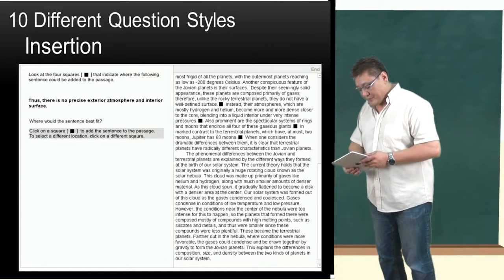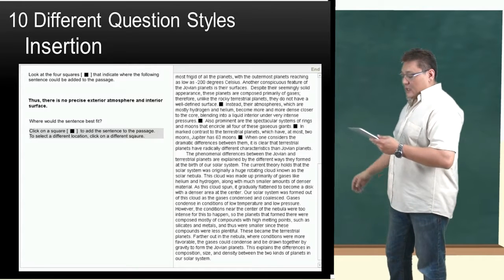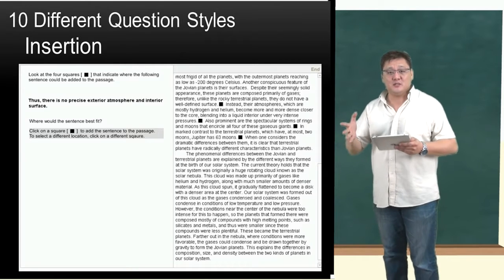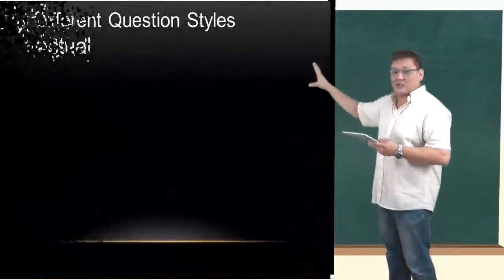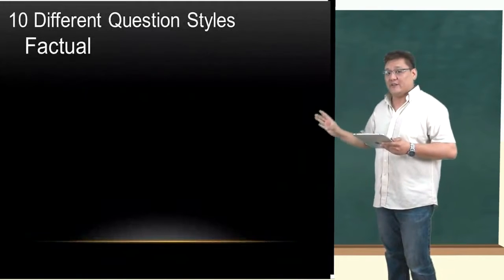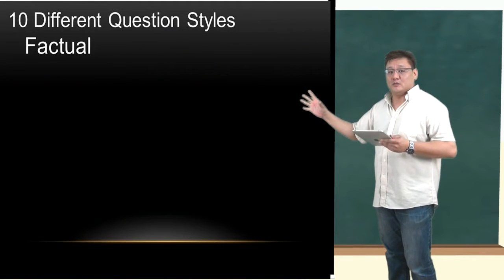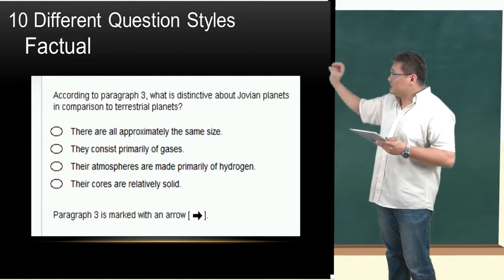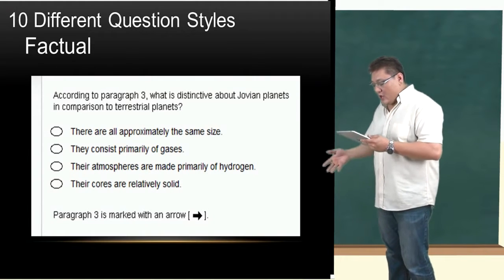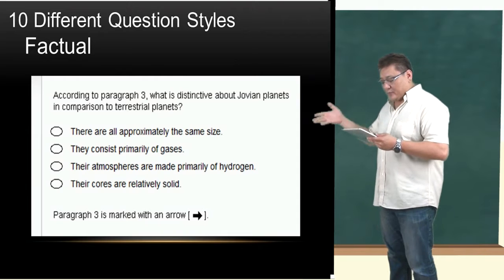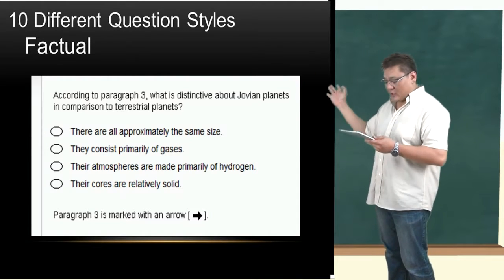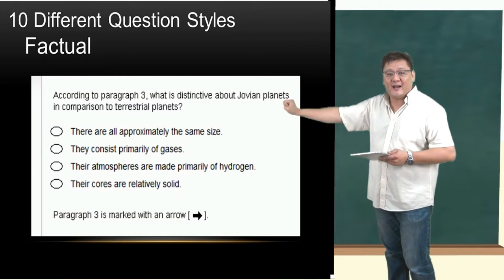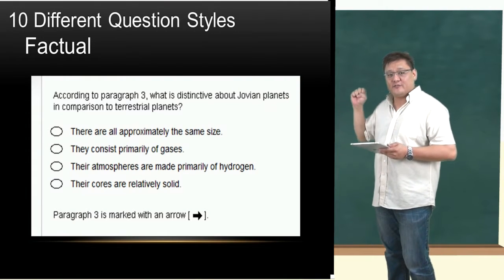Second, we're going to talk about the factual. Now, factual is fact. But it goes into detail, though the problem is it won't ask about things like dates that are too detailed. Factual asks about the flow. Okay, and this is the type of question that comes according to paragraph 3. What is distinctive about planets in comparison to terrestrial planets? And they're comparing and contrasting something. And basically you have to find out the answer from the reading.